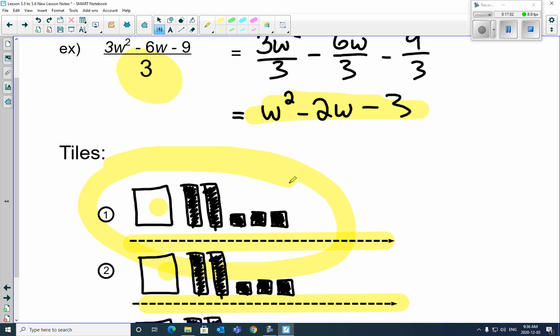Okay, so that's the end of lesson 5.5, 5.6, and then the rest of the time is just going to be spent working on the questions that go with this stuff. And again, we're either going to do it algebraically or with algetiles, depending upon which way you like better.